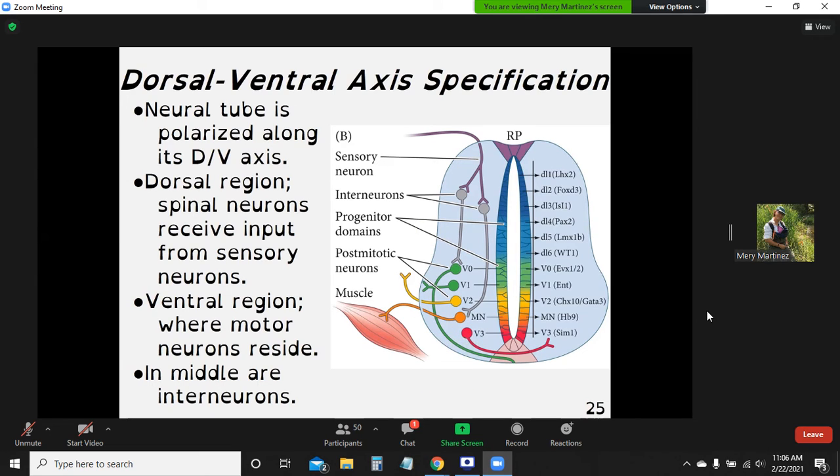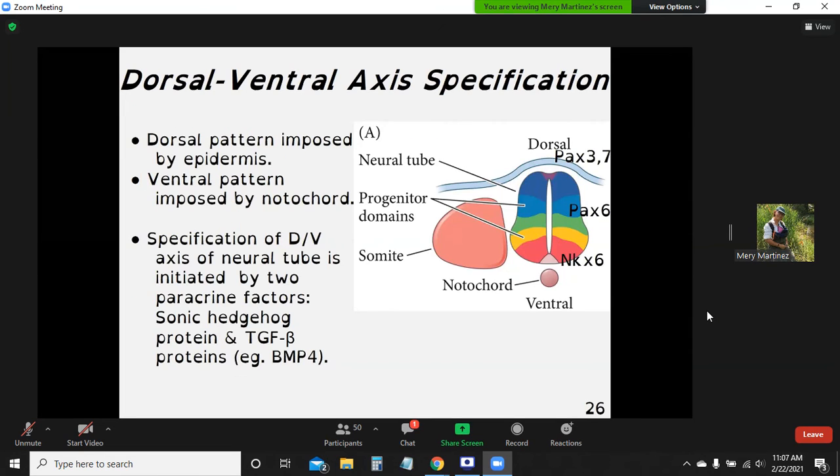So signals from the environment immediately around the neural tube determine its polarity. So we normally have 2 factors that are going to be playing a role in this. And what were the 2 factors in the formation of the neural tube? Sonic hedgehog and BMPs in this case. Okay, so Sonic hedgehog and BMPs are the 2 main factors that are going to play a role in this.